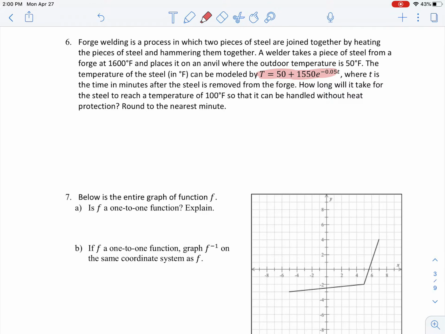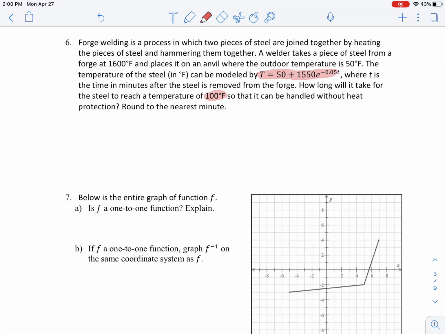This is a negative rate. It's a going down function. Well, because the temperature is going down as it cools, right? Where t is the time in minutes after the steel is removed from the forge. How long will it take for the steel to reach a temperature of 100 degrees Fahrenheit so that it can be handled without heat protection? Round to the nearest minute. So we're going to wait until the temperature turns 100 degrees Fahrenheit.